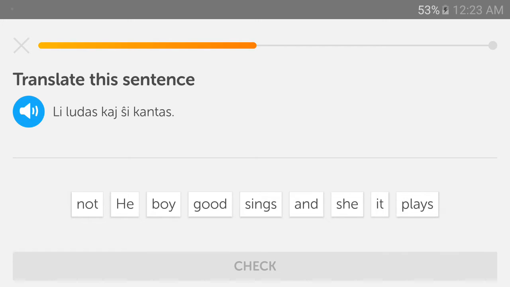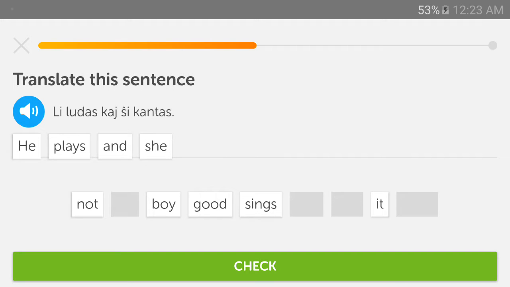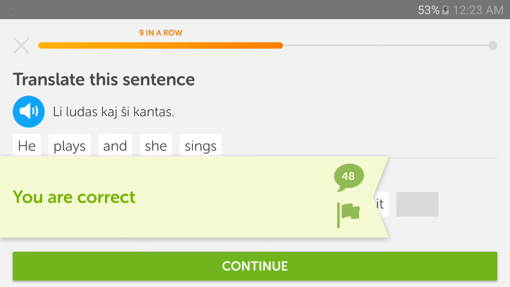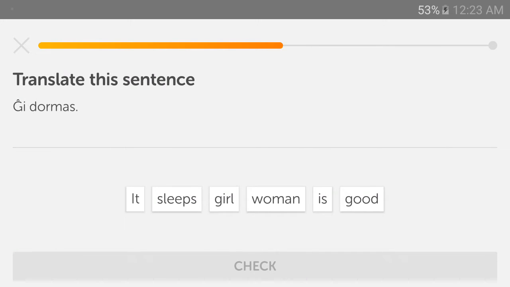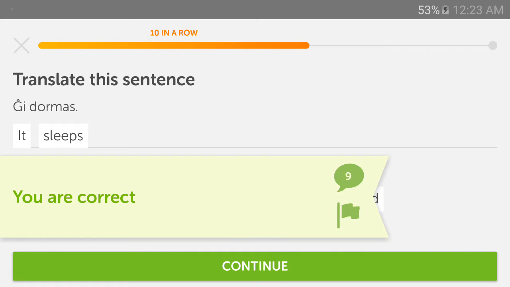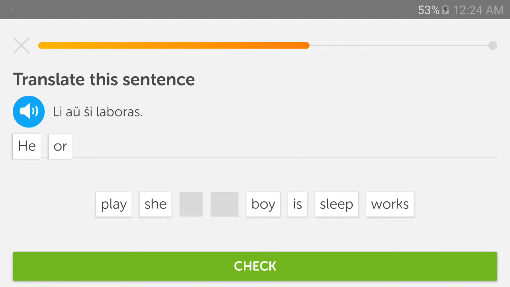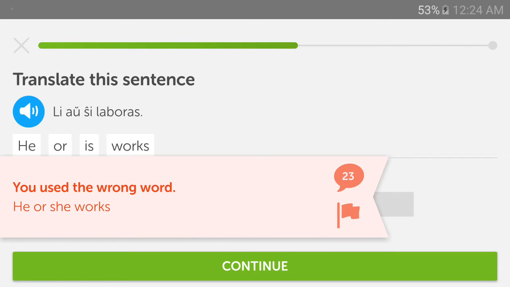Li ludas kaj ŝi kantas. That means he plays and she sings. Bam. See how I'm getting points? Ĝi dormas means it sleeps. Is that hard to remember there? Dormas means it sleeps or it's sleeping. Like a dormitory. Think of that? These come from the same root words as a lot of Latin words. Li aŭ ŝi laboras. That means he or she works. Laboras. You use the wrong word.